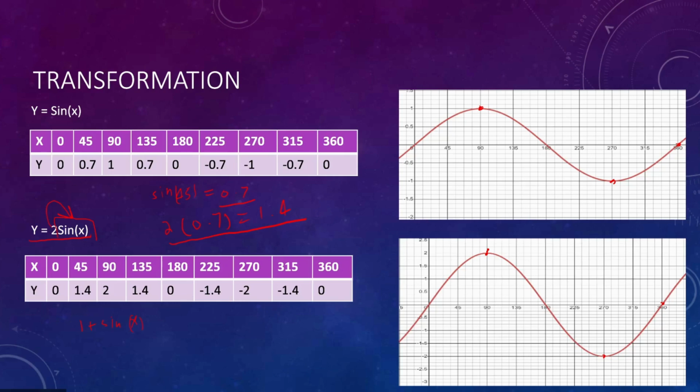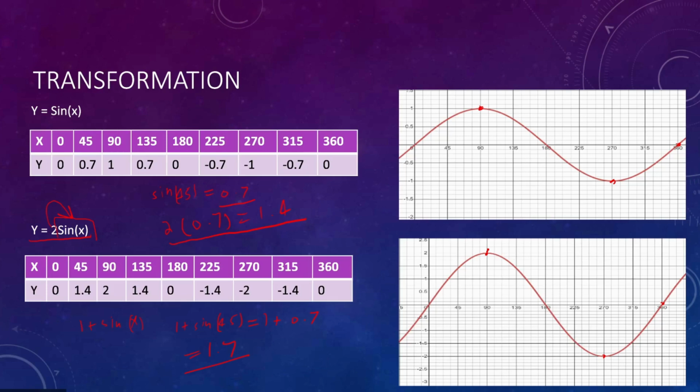So for example, let's take 45 again. So 1 plus sine of 45. At sine of 45 we have the value 0.7. So this is 1 plus 0.7, which means I get 1.7. So only the y values are being affected. There is no change in the x values.